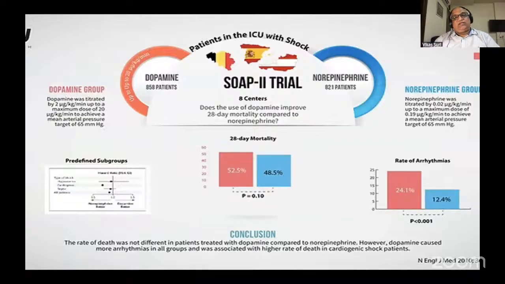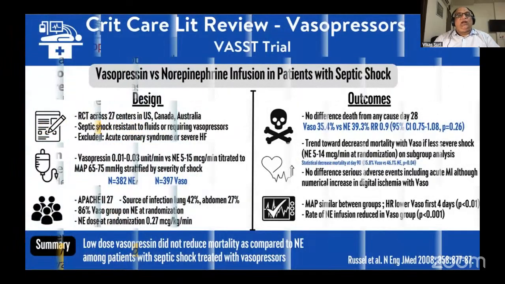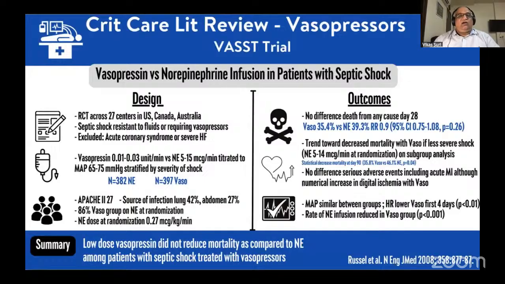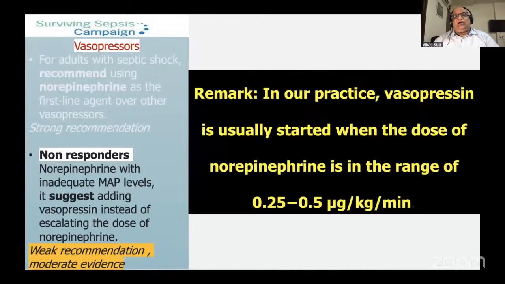Though with dopamine versus norepinephrine the mortality was comparable, more arrhythmias occur in the dopamine group as compared to the norepinephrine group. For non-responders who are not able to maintain MAP levels, it is suggested to add vasopressin instead of escalating the dose of norepinephrine. This data comes from the VASST trial, and it is generally recommended that vasopressin should be started when the dose of norepinephrine is in the range of 0.25 to 0.5 micrograms per kg per minute.